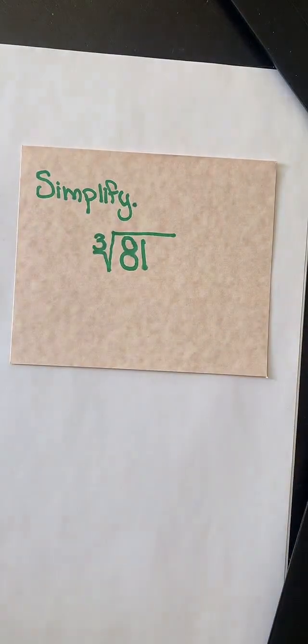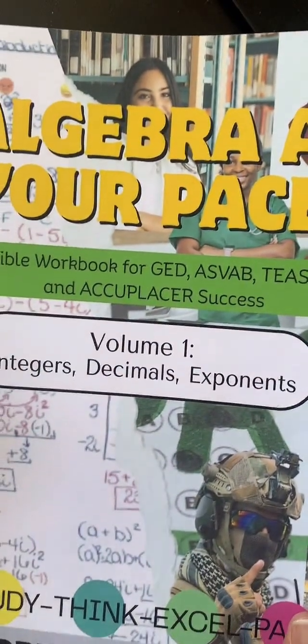Okay, so for people that are coming in, you're probably like, what is this? Well, one, you're helping me create my next math book. A lot of the math books that I currently have, which is called Algebra at Your Pace, help people that are struggling with algebra. Either they need it for their GED, the ASVAB, the ACCUPLACER, the TEAS test.